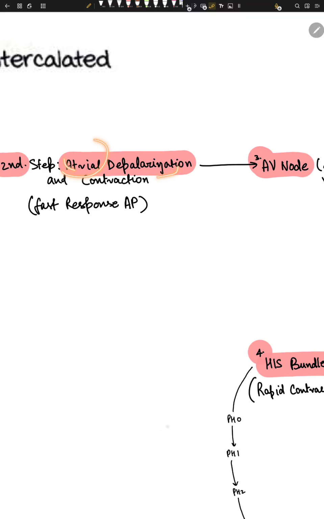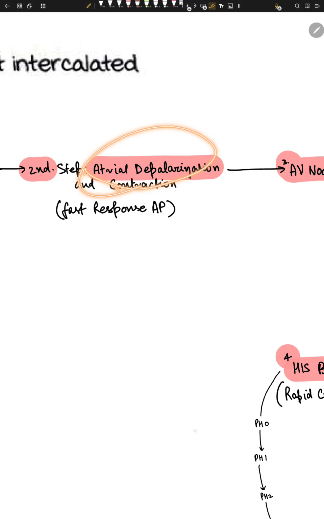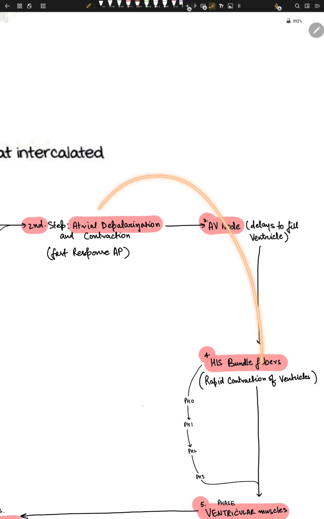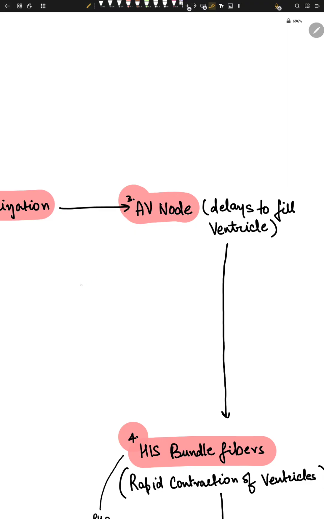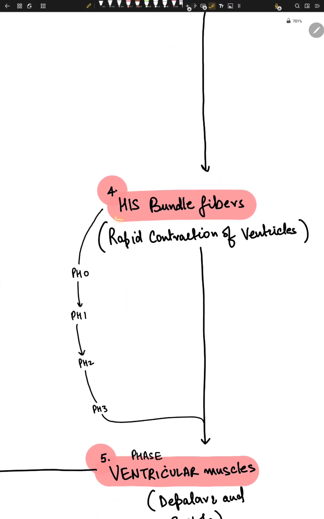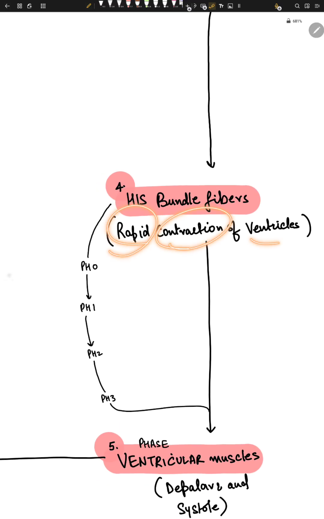Now once the atria depolarize, right, the AV node receives current. When the AV node receives the current, it delays the current for the ventricles to fill with blood. The blood was pushed from the atria to the ventricles, right, because the atria have now contracted. Once the atria contracted, they push the blood to the ventricle, and the current is stopped at the AV node so that the filling of the ventricles is done well. Once the filling is done, the current reaches the bundle of His, right? His bundle, whatever you want to call it. So rapid contraction of the ventricles happens.